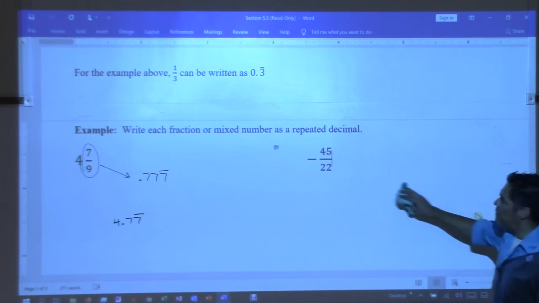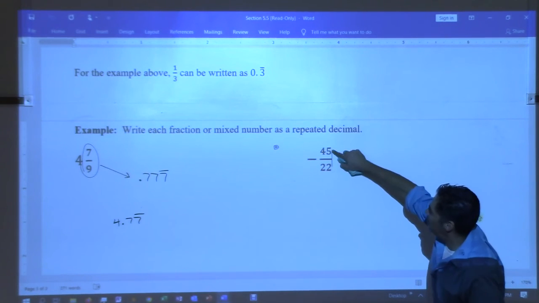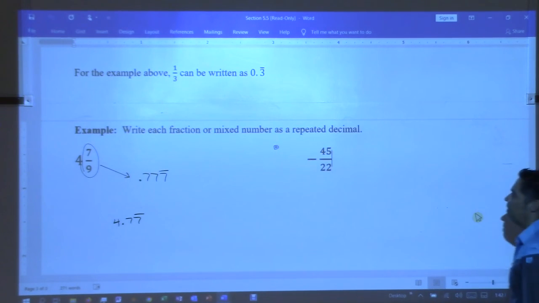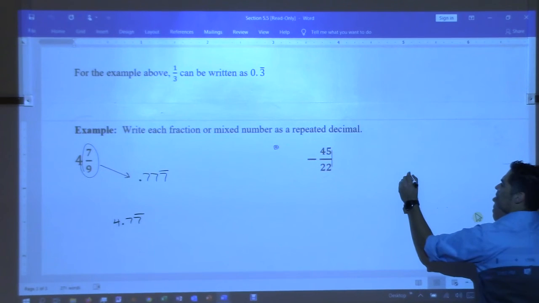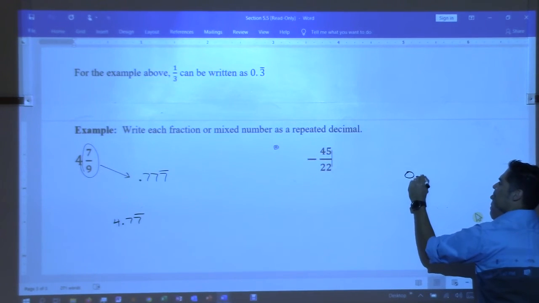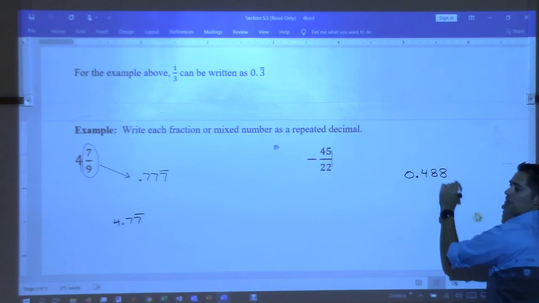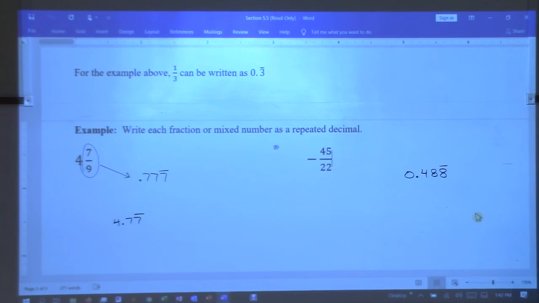All right, let's try this one. I tried to erase that line. Come on. All right, 45 divided by 22. Is that a repeating decimal? 0.488. So you got 0.488888 forever. Okay, so bar on one of the 8s.